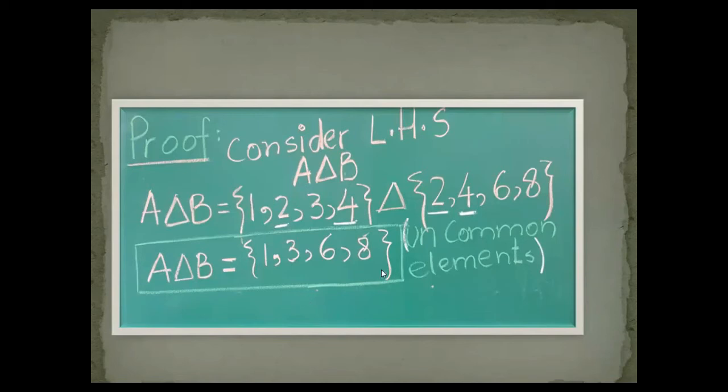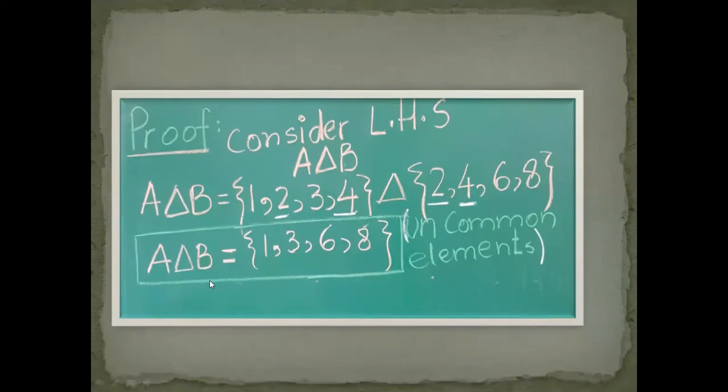Many students also ask what is the difference between A minus B and A symmetric difference B. When you are finding A minus B, you will write only the remaining elements of set A. And when you are finding A symmetric difference B, you will write the uncommon elements of both the sets.